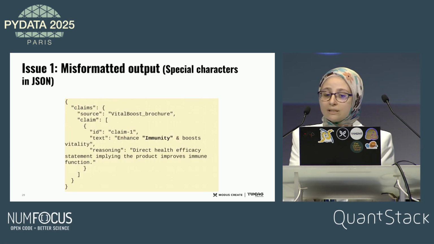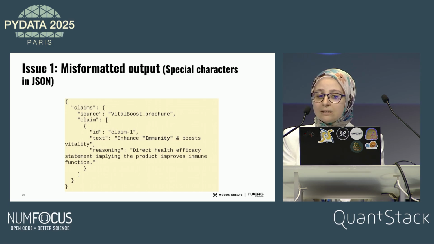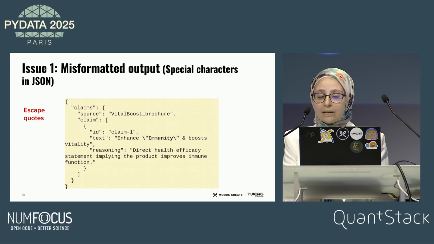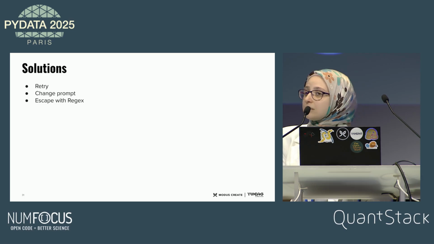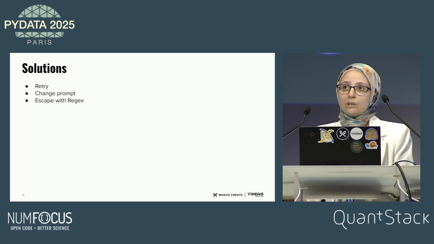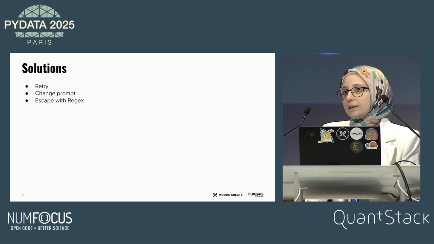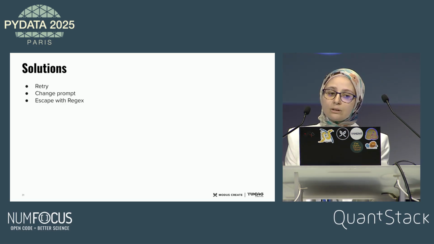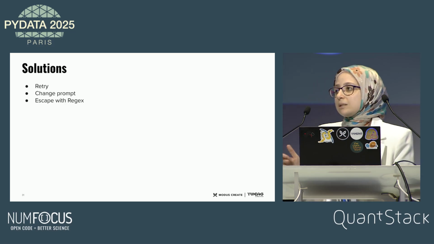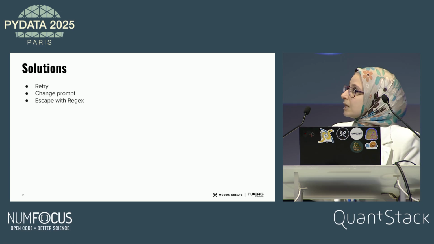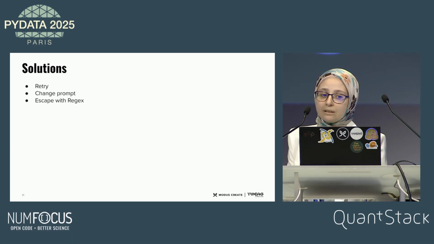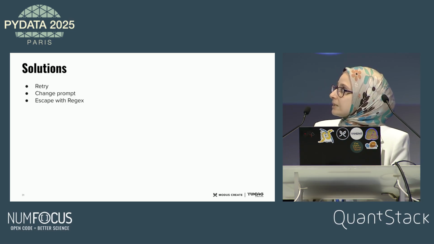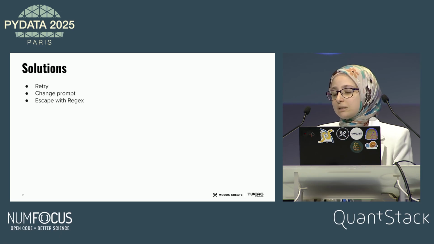The same happens with JSON output. So let's say we have the text enhance "double quotes" immunity. If you have double quotes inside double quotes in JSON, that will also cause parsing errors, so you need to escape it as well. You have multiple ways to go about solving this. You can obviously retry, but retrying doesn't always work. If you have double quotes, there's a low chance that retrying will get rid of them. You have a bigger chance of having the LLM actually escape these characters if you change the prompt and tell the LLM not to have special characters inside the generated structured output. These two will get you a long way, but a better way is also to combine this with creating your own regular expressions and then escaping in a post-processing step before you parse your structured output.